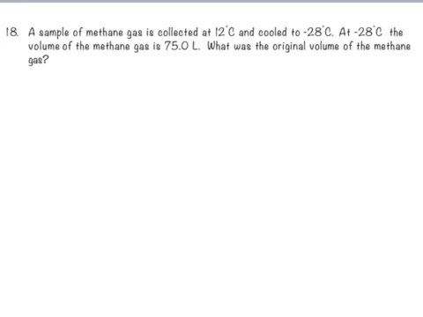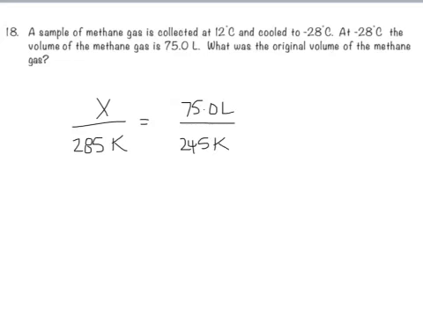This is another Charles's Law problem. This time I do not know the volume, but I do know, let's see, 285 Kelvin. That's the 12 degrees Celsius. And then I know the other volume is going to be 75 liters. And then negative 28 Celsius, so 273 minus 28 is 245 Kelvin. So if I want to solve for x, I'd cross multiply.